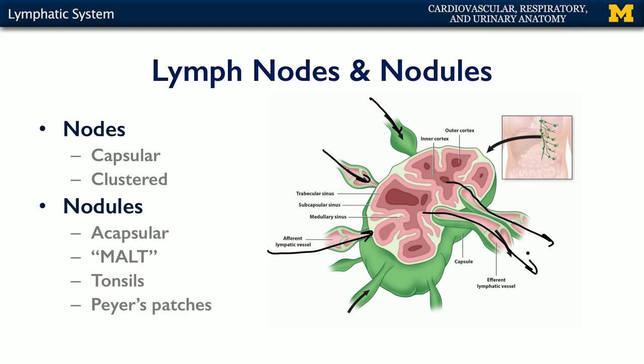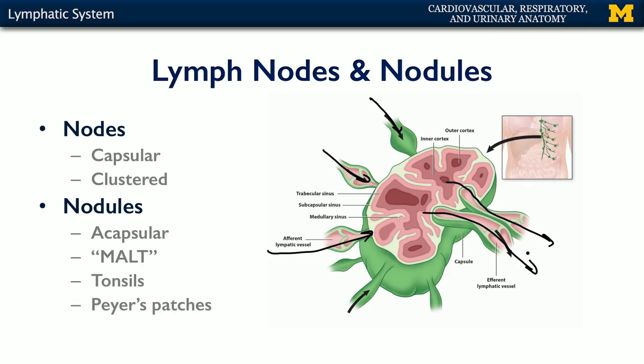The nodules lack that connective tissue capsule. Typically, we refer to these as MALT, or mucosal-associated lymphatic tissues. You're probably already familiar with some of this, such as the tonsils that surround your pharynx. So these are supporting immune responses in the upper pharynx or the throat.